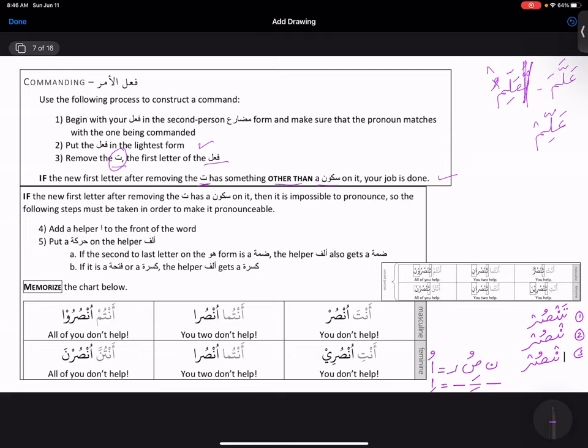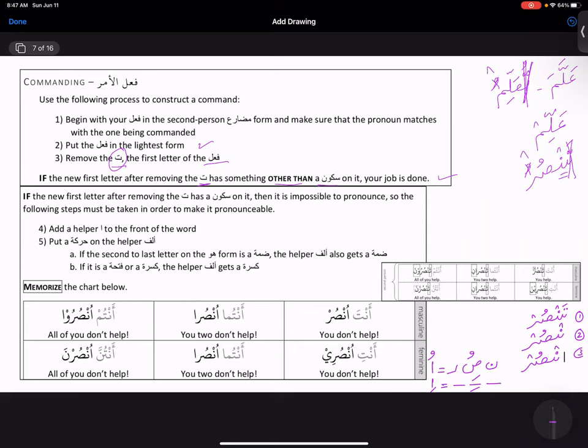Now, another example. Nasara yansuru, right? And we are going to go on Tansuru. Now make it majzoom. Tansur. Remove the sign of mudari. Now we have the first letter with sukoon. Now I cannot pronounce that. If you cannot pronounce the new word that we have created after removing the sign of mudari, or after removing the ta, then we need to have one more step to do it.